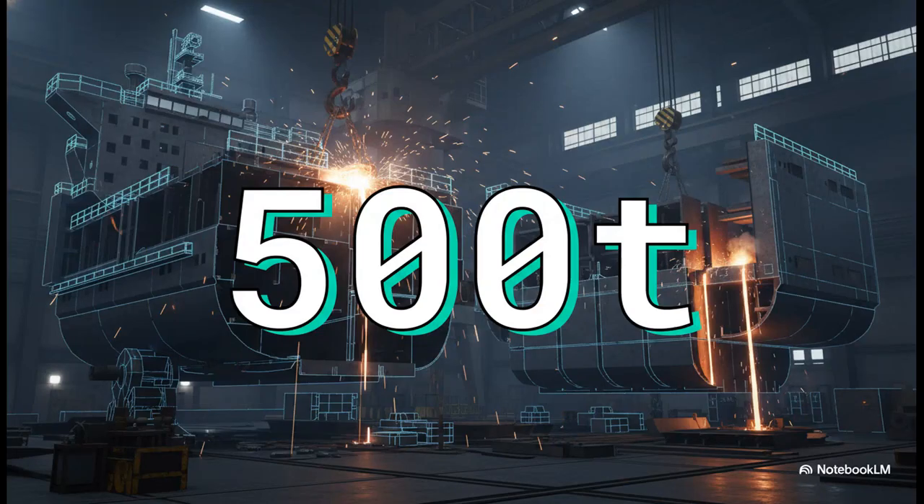And the scale we're talking about is just staggering. Remember those Lego blocks we talked about? Well, a single one of those, once it's all welded together from those precision-cut pieces, can weigh up to 500 tons. That's like the weight of 3 blue whales for just one piece of the puzzle.